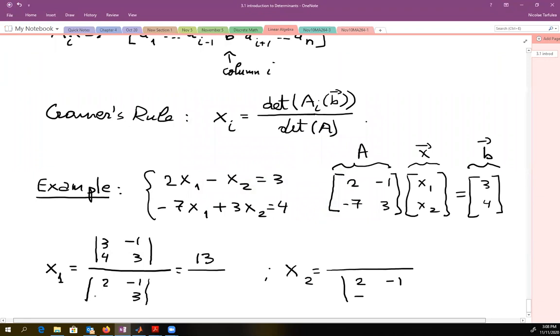Okay, so this is negative 7, right? So I have 6 minus 7. This is negative 1. So this is negative 13. And x2 is the same. So this is negative 7, 3 here, and here I have 2, negative 7. You replace the second column by the vector B.